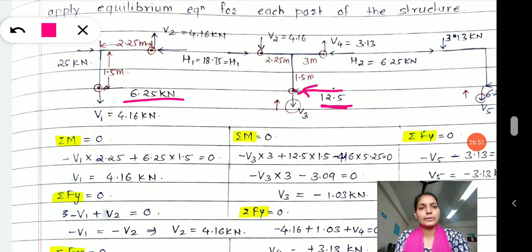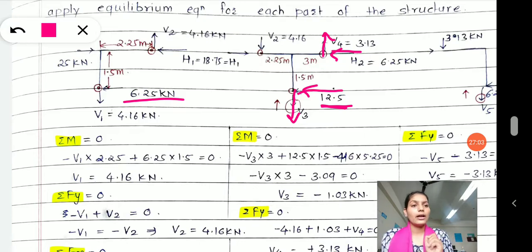Next is your vertical force at this point. Again I am taking it acting downward. Vertical force at this point I am taking acting upward. Horizontal force I have considered acting towards the center. Okay, so these are my prior assumptions and directions of my forces. Now I will try to analyze it.